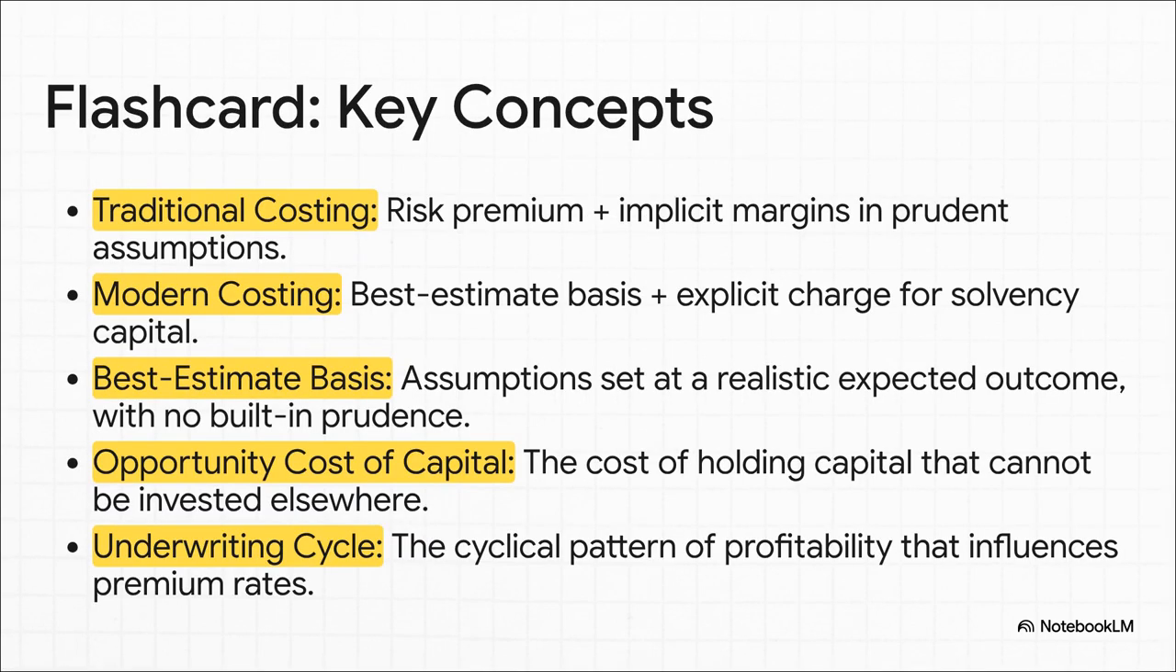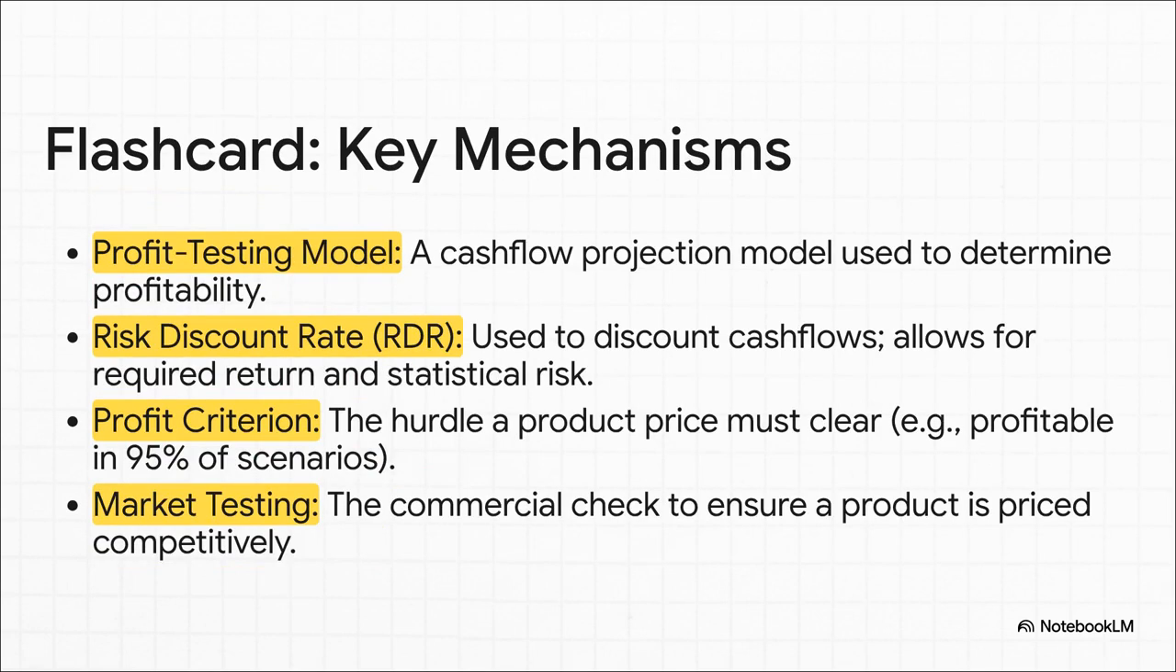Okay, let's do some rapid-fire revision. First up, the core concepts. You've got to have these down cold. The difference between traditional and modern costing, what a best estimate basis is, the opportunity cost of capital, and of course, the underwriting cycle. And next, the key mechanisms. These are the tools of the trade. The profit testing model itself, the all-important risk discount rate, your company's specific profit criterion, and that final crucial step, market testing.